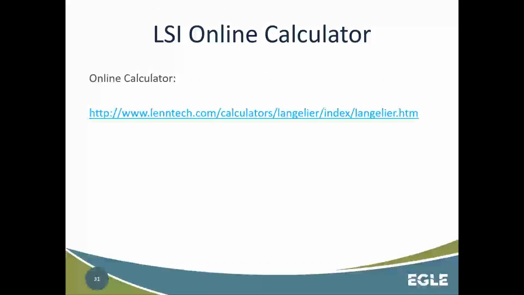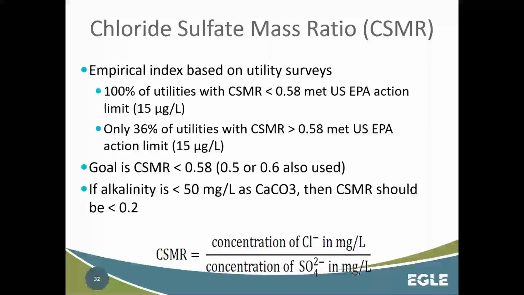There's also an online calculator that you can punch your values into if you're ever curious about your own LSI for your community. But again, it isn't the be all end all at the end of the day. If you have a negative LSI, it doesn't mean you're having corrosion issues. If you have a positive LSI, it doesn't mean you're not having corrosion issues, but it's an index that we might use to speculate some things.